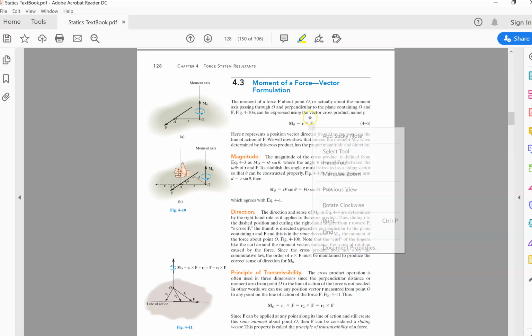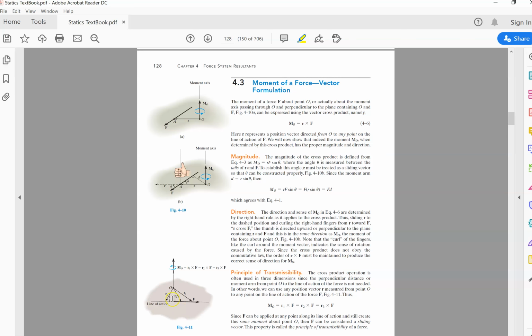R cross F. What is R? R would be the distance. Can you see O is the axis of rotation or your reference axis? The distance from O to the force would be R.